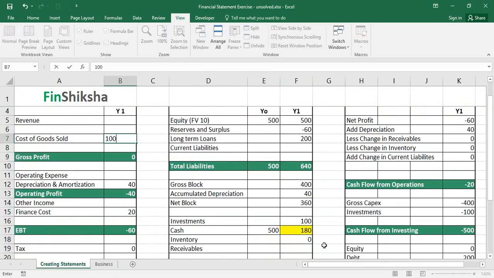Cost of goods sold is 100. And how much do you make on it? 300. Now look at it carefully. You add up 300 crore of revenue, right? And you take a cost of 100 crore. That gives you a profit of 200 crore.